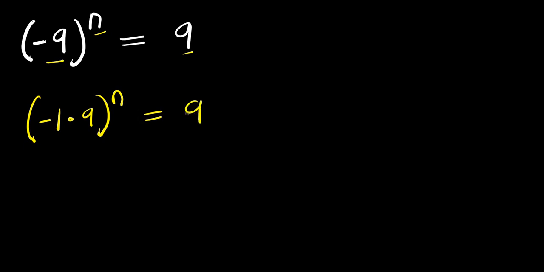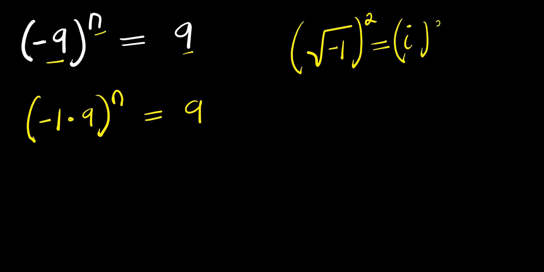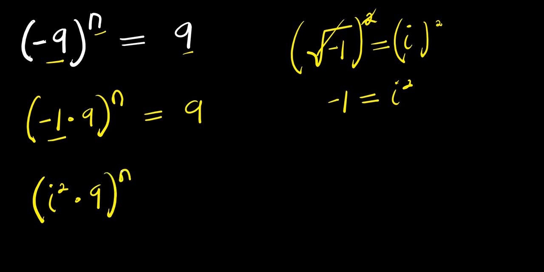So what we can do will be to consider this. You have square root of negative 1. This equals i. So you decide to take the squares of both parts of this. This cancels this, so you have negative 1 equals i power 2. That means this negative 1 here equals i power 2. We have i power 2 times 9 raised to the power of n equals 9.